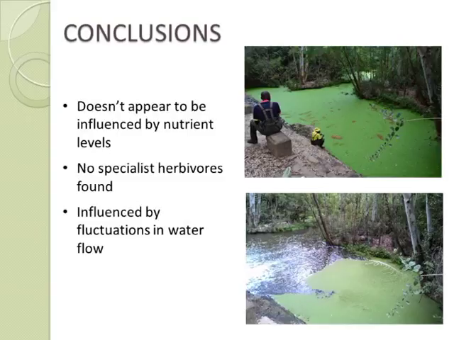So just to conclude with this, it doesn't appear that there's an influence by nutrient levels. Neither do we have any specialist herbivores that have so far been found on the plant. So this could indicate that there's nothing really feeding on it. Maybe there's a possibility of some fish that do feed on it slightly, as well as some generalists, but they don't seem to be doing any damage.